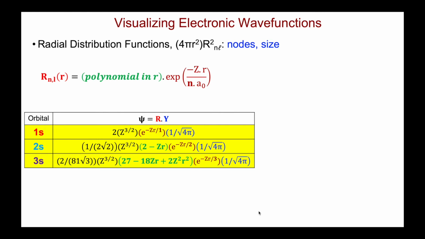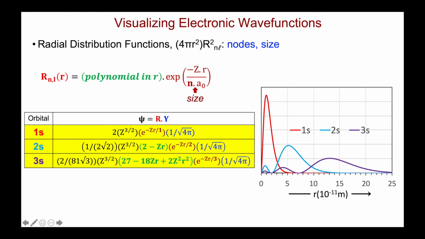So the radial component has two parts to it. One is an exponential term, where we see the exponent is varying with 1 over n. As the value of n increases, the exponential decay of the radial component moves to higher and higher r. And this is effectively the size of the orbital. So here in our RDF pictures for the 1s, 2s, and 3s, we see the 1s decays more rapidly than the 2s, or in turn the 3s. And so the 3s orbital is larger.